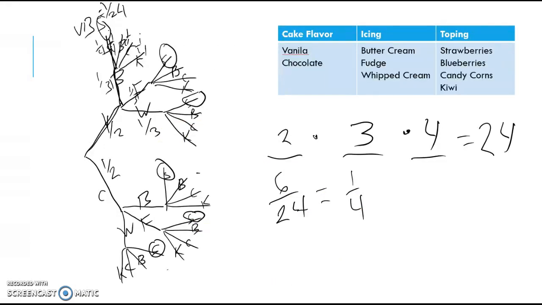Back to the tree diagram for one more note. This is a nice place to introduce the term mutually exclusive to students.